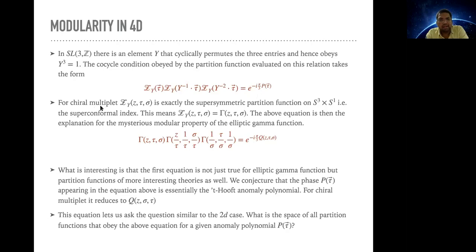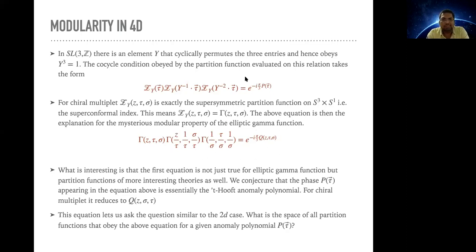And now for the chiral multiplet, let's see the consequence of this equation. In addition to this equation, there are some other constraints that ZY must satisfy. But for chiral multiplets, the ZY is exactly the supersymmetric partition function on S3 times S1. That is the superconformal index. Now you can see the origin of the mysterious modular property that the gamma function was obeying. Because ZY is equal to gamma, you put this in here and precisely get this equation. And you take this conjectured form of P, which is the anomaly polynomial, you evaluate it for the chiral multiplet, and you precisely get the polynomial Q that appeared there, which was a cubic polynomial in Z.